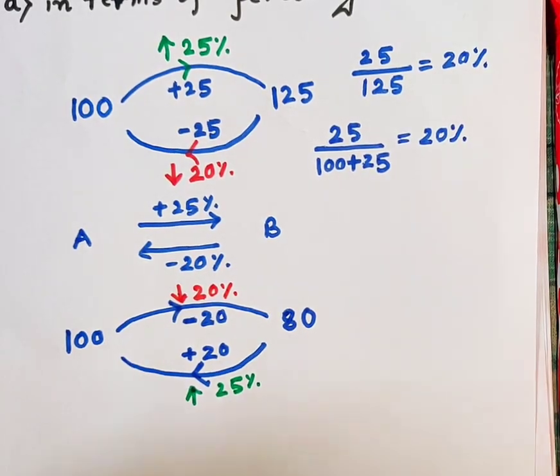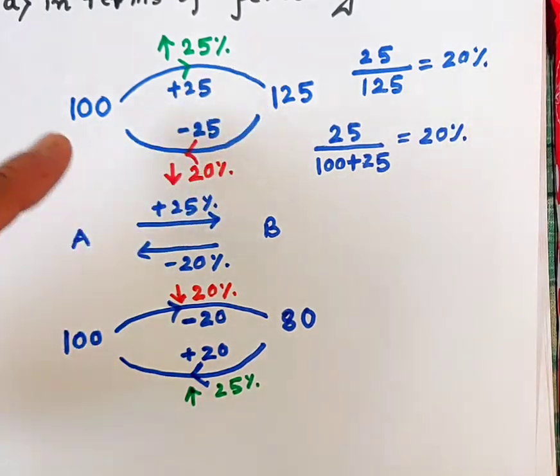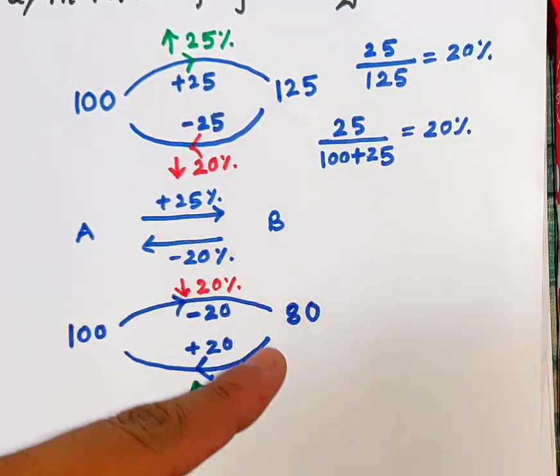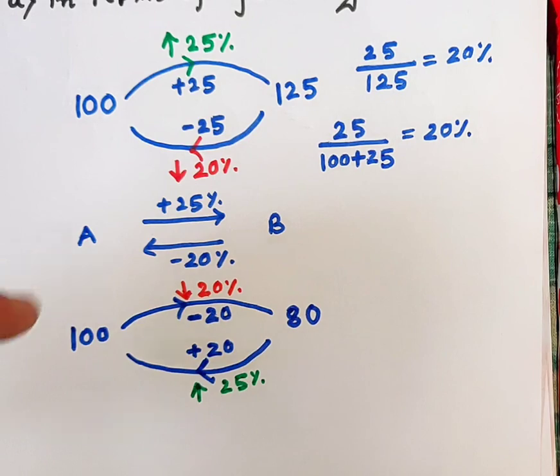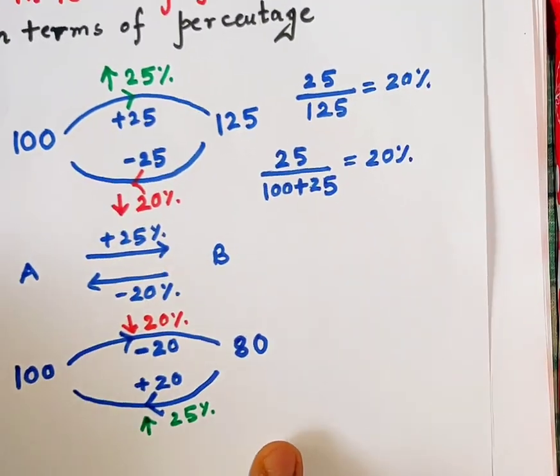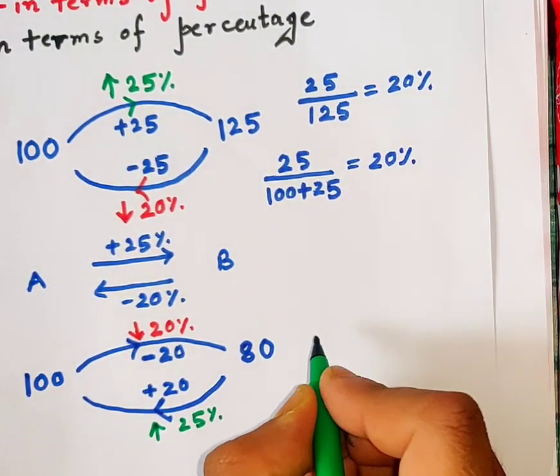Okay. This is just the reverse of this. You increased by 25%, you have to reduce by 20%. You reduced by 20%, you need to increase by 25%. In this, what did you do?